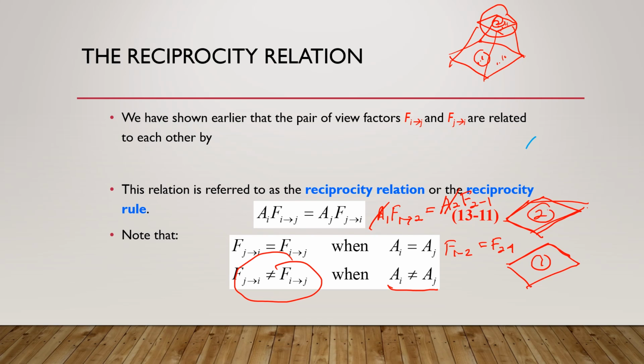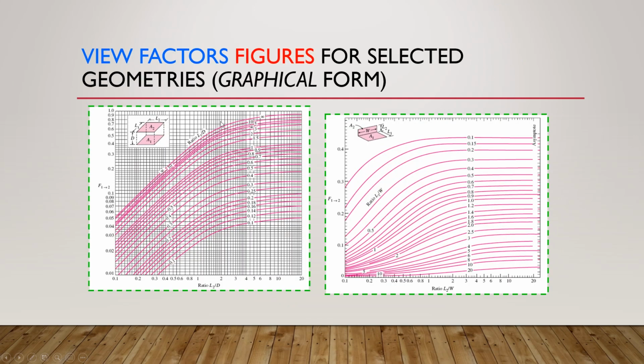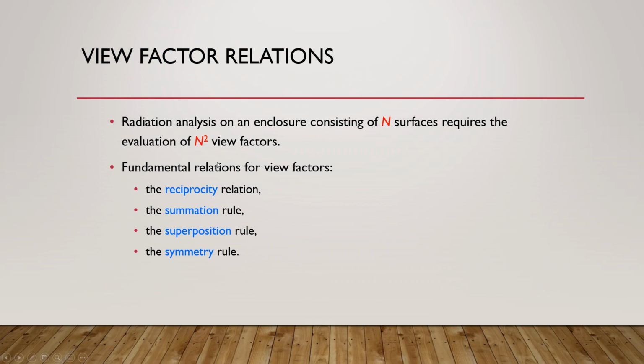When you encounter these kinds of forms, you have to refer to these figures. So how many view factors do you have in your problems? Radiation analysis on an enclosure consisting of n surfaces requires the evaluation of n squared view factors. For example, you have two surfaces here. This is surface 2 and this is surface 1.